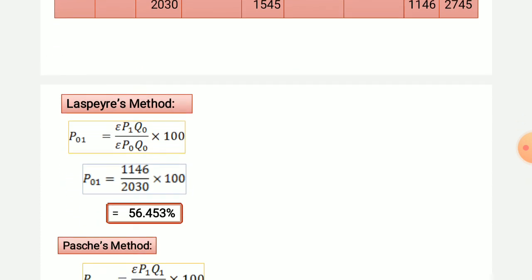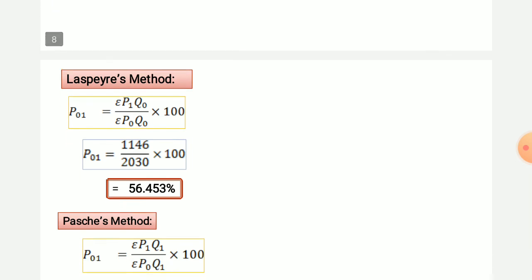Fisher's index method. So according to Laspeyre's method, the formula P01 is equal to price index for current year. P01 is equal to sigma P1Q0 by sigma P0Q0 into 100. So sigma P1Q0 1146 by P0Q0 2030 into 100. So therefore by simplifying these figures we get 56.453%.